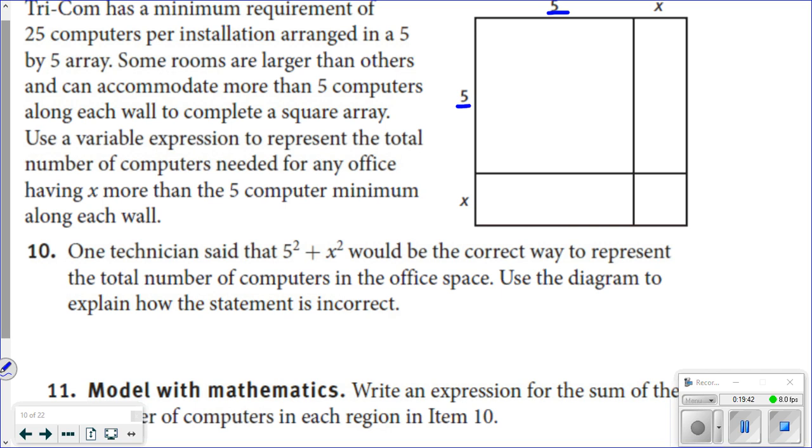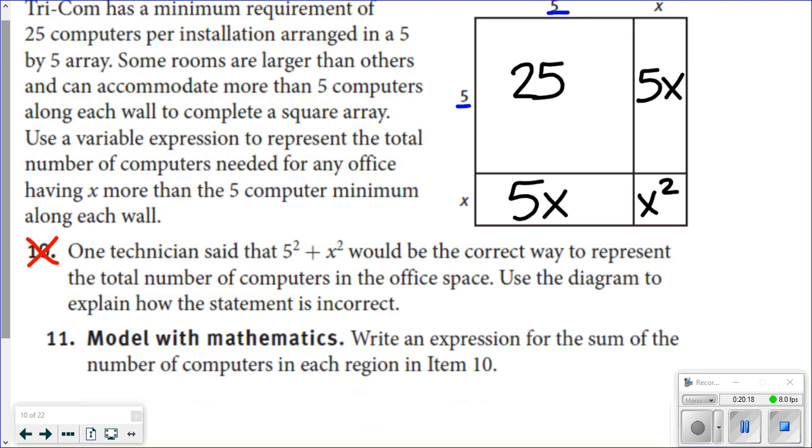But go ahead and try to fill in these boxes. So multiply your side times side. Five times 5 is 25. 5 times x, 5 times x. x times x is x squared. So we are going to skip question 10 and jump straight to question 11.